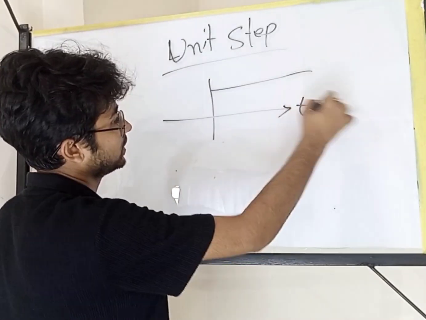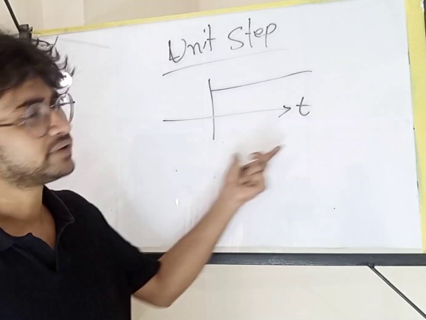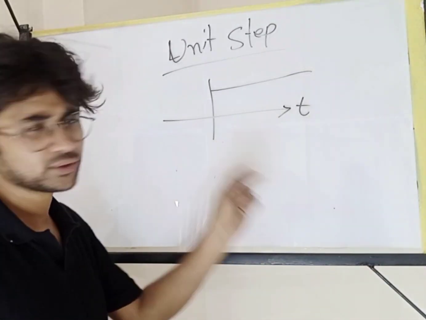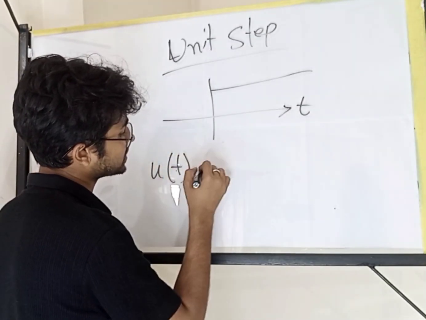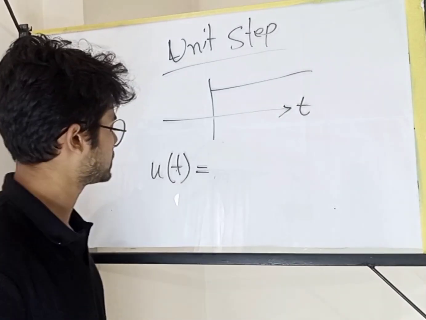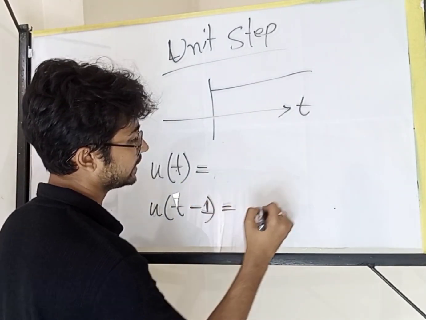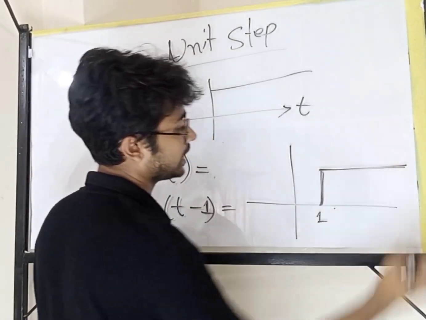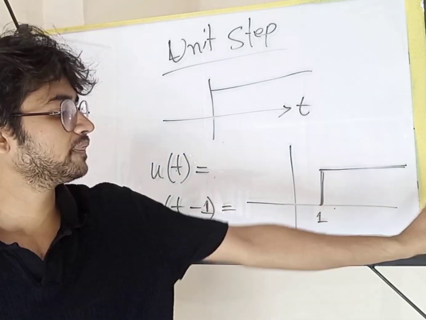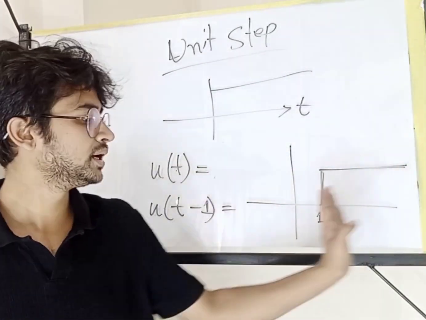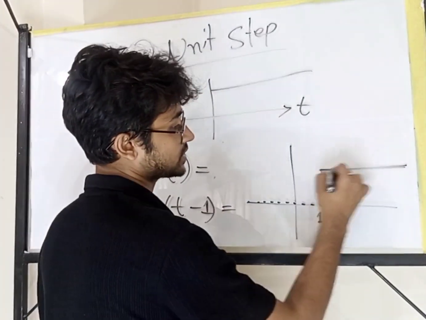Also, you can shift this step function to various values if you want. So u of t starts from 0, right? 0 to positive values. If you write u of t minus 1, it will be like this. The value will start from 1, and after 1 the values are positive. For all the other values, it is 0.